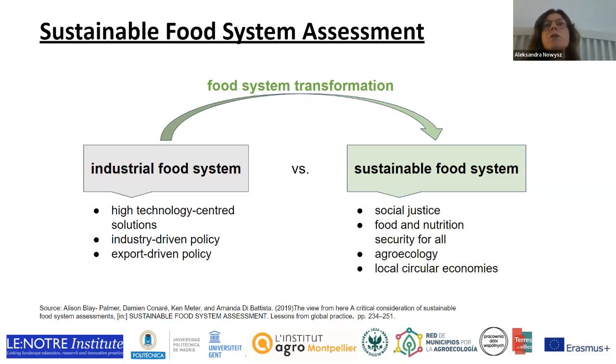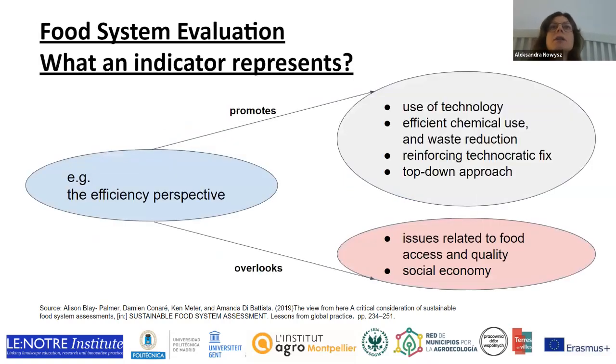If, for example, we do an assessment of the industrial food system, we could have quite good outcomes in terms of high technology centers, solutions, industry-driven policy, and export-driven policy. But in this course, and of course afterwards, our goal is a food system transformation towards a sustainable one. So we should be focused on issues such as social justice, food and nutrition security for all, agroecology, and local circular economies. So it is very important, when we are doing any evaluation, and also in the case of food system evaluation, what an indicator represents and what kind of indicators we pick in our framework.